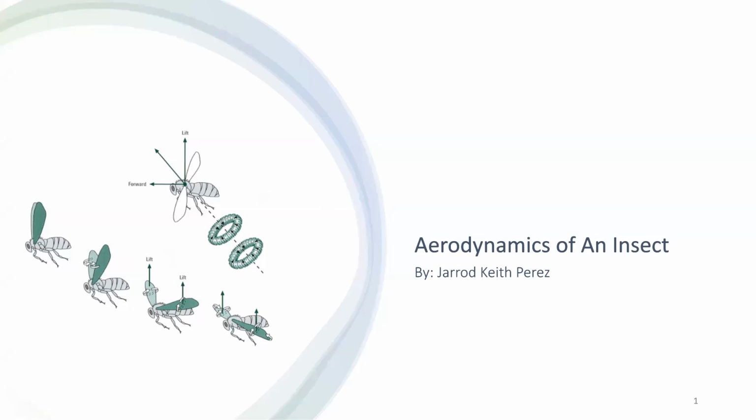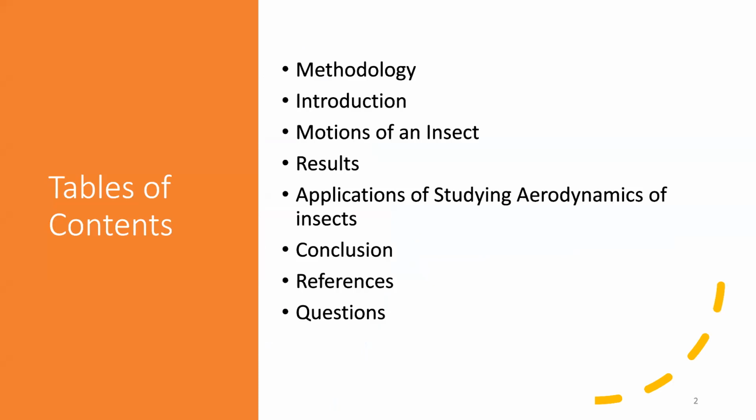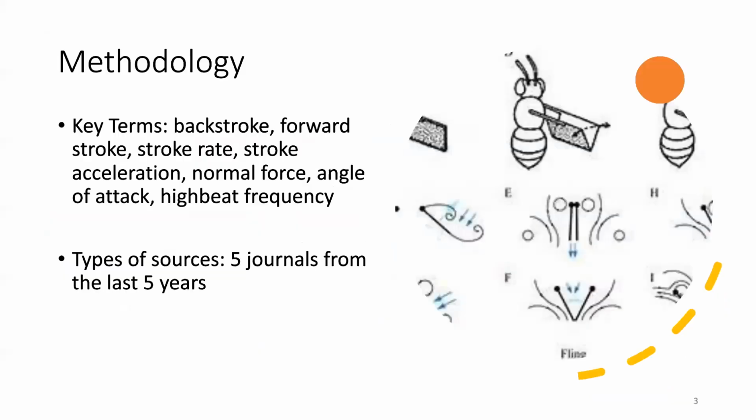So let's get started. This is the table of contents. We're going to be going through the methodology used for this, the introduction, the motions of an insect, the results from the motions of an insect, the applications of studying the aerodynamics of insects, then the conclusion, references, and finally we're going to go into some questions.